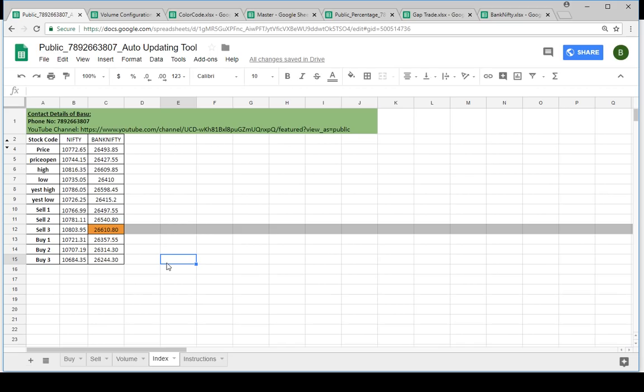So what it does is, you can see this. I've specified some sell 1, sell 2, sell 3, buy 1, buy 2, buy 3 for both Nifty and Bank Nifty. So these three are my selling targets, and these three are my buying targets.